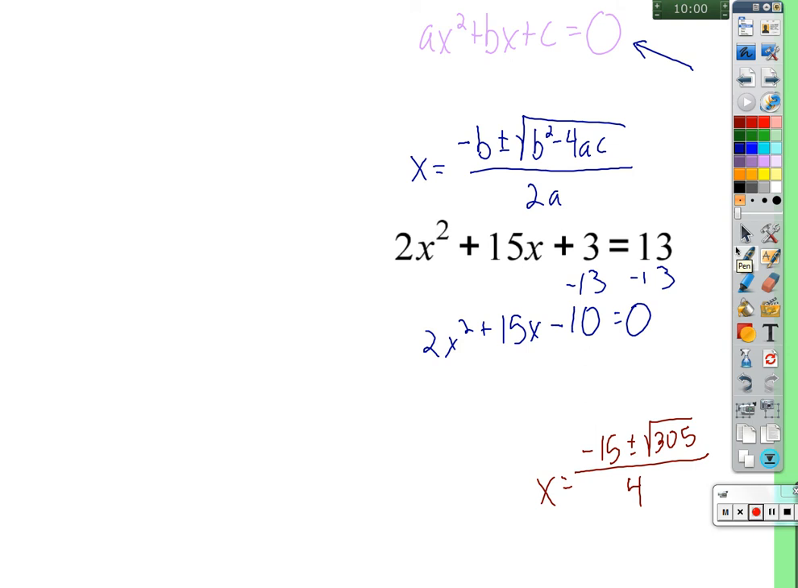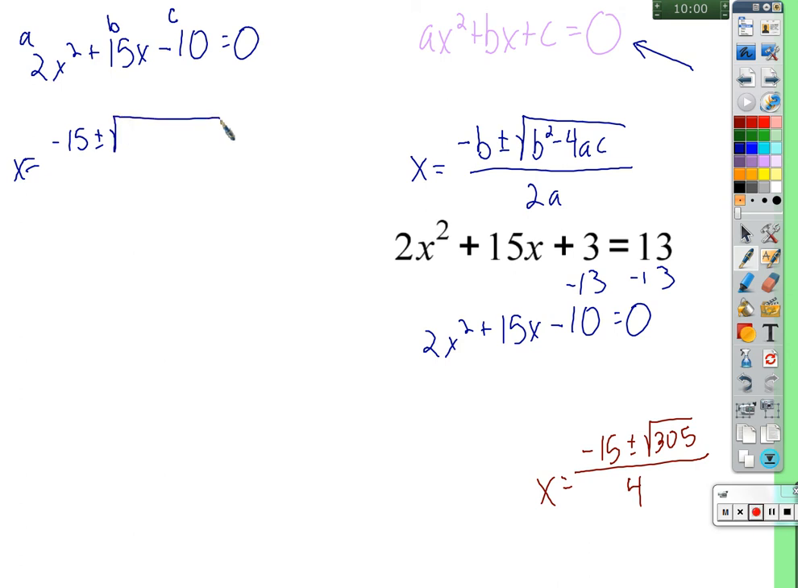If you use the quadratic formula on this, this is the number that you're multiplying by x squared, so this is a. This is the number being multiplied by x, so that's b. This is the constant, so that's c. So if we use the quadratic formula right here, negative b, that's negative 15, plus or minus the square root of b squared, that's 15 squared, minus 4 times a, which is 2, and c is negative 10, over 2 times a, which is still 2.